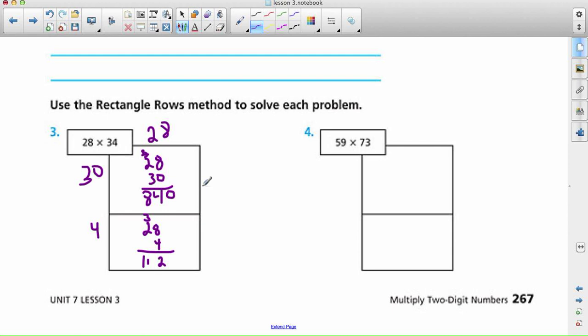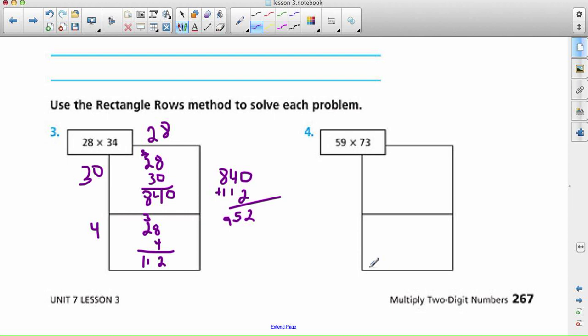And then you're going to add those two products up, so 840 plus 112. Okay, so you should get a 2. Get 4 plus 1 is 5, and 8 plus 1 is 9. So 28 times 34 is 952.